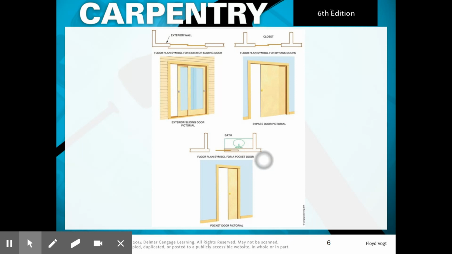This example here is a pocket door. The pocket doors go into the wall. So you can see this is the bathroom here. Here's the sink with the vanity. And this door just slides right back in between here.